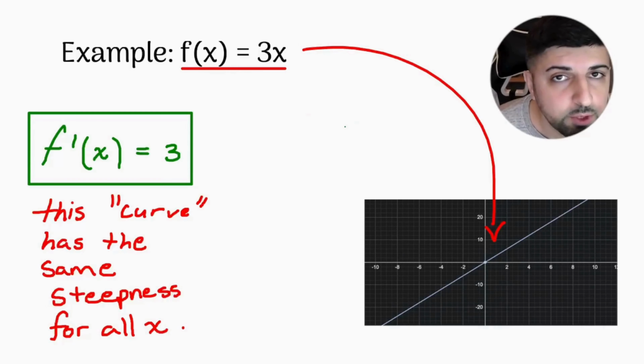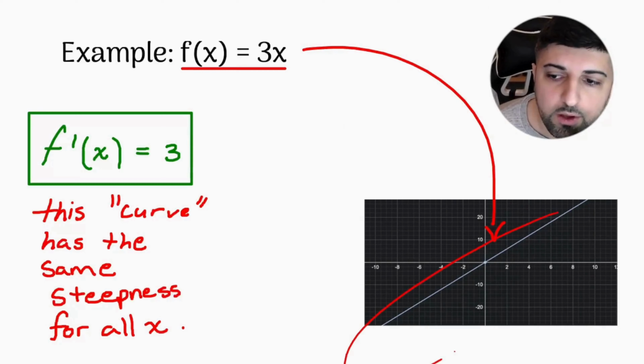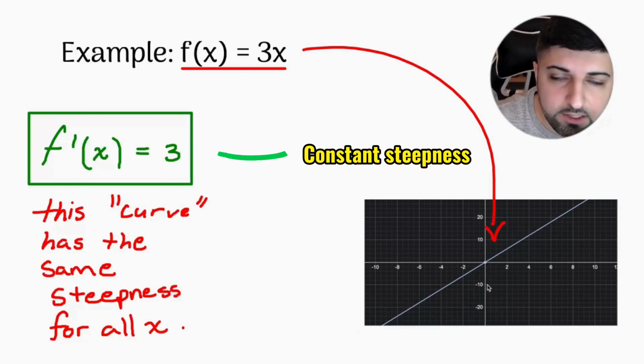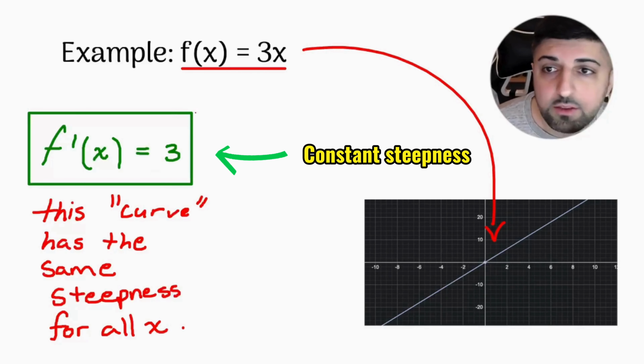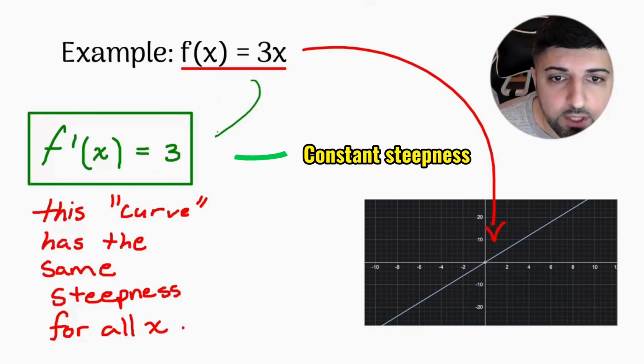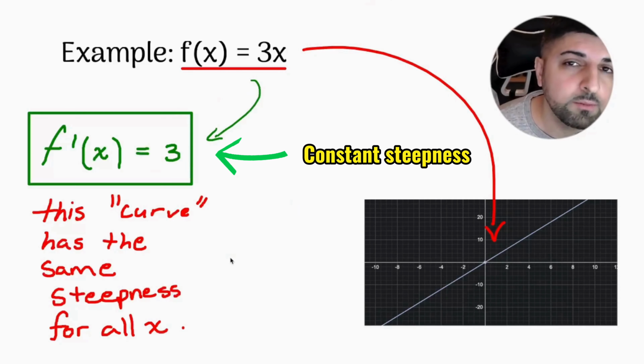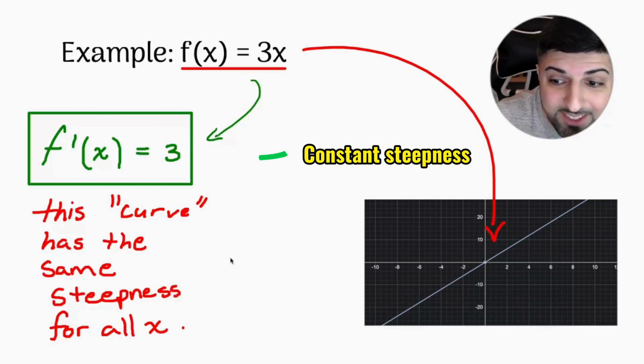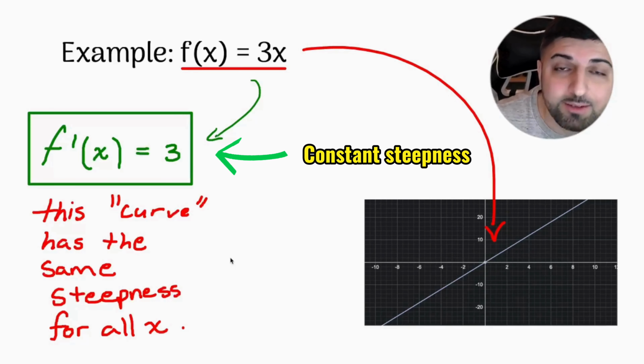Let's look at an even simpler example, f of x equals 3x. When you draw f of x equals 3x, you get this thing called a line, a straight line. That straight line has the exact same steepness, right? No matter what x value you look at, it has the exact same slope of a tangent. This is why when you find the derivative of f of x equals 3x using the first principles, you will get a constant, number 3 in this case, because the steepness is constant. It's the exact same steepness throughout.